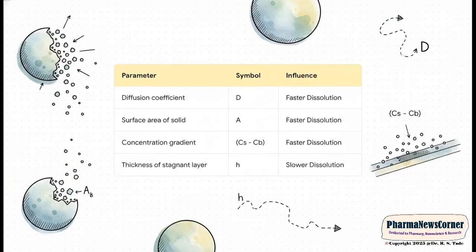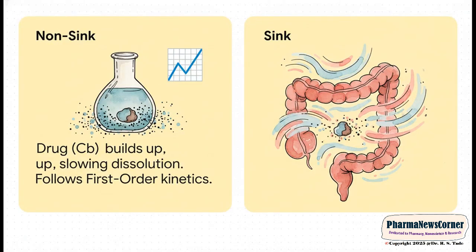So let's quickly unpack that equation. The rate of dissolution, dC/dt, depends on a few really key things. D is just how fast a molecule can move. A is the surface area of the drug particle. This is a big one. The bigger the area, the faster it dissolves. That's why we sometimes grind drugs into superfine powders. Then you have CS minus CB. That's the concentration gradient, the main driving force. And finally, there's H, the thickness of that stagnant layer. The thicker that barrier is, the slower the dissolution. Makes sense, right? Now, that concentration gradient part is absolutely crucial.